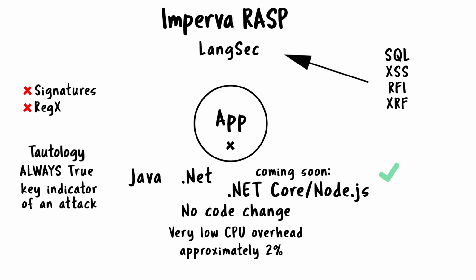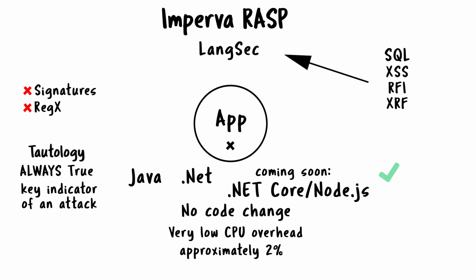And so what's nice about this is, even if there's a new attack on the horizon, if there's a new 0 day that happens, if that 0 day creates a tautology, an always true statement, I don't need a signature for it. I don't need to update anything. RASP has it. And so this is how it works for SQL injection with RASP.